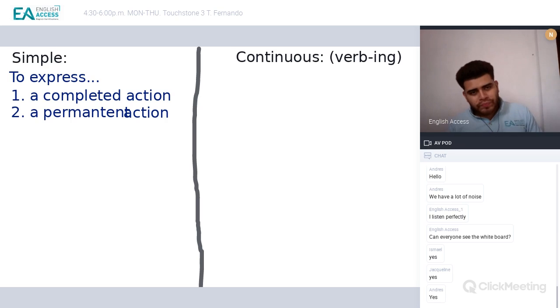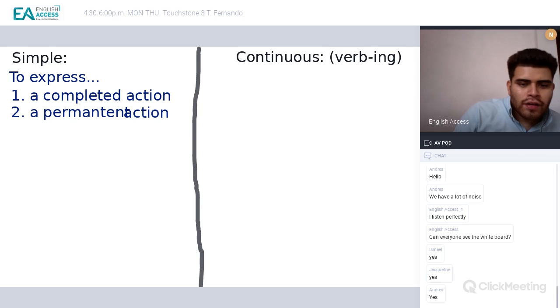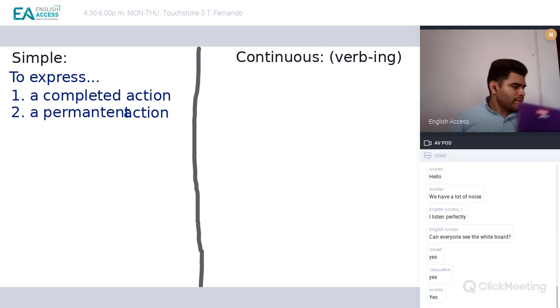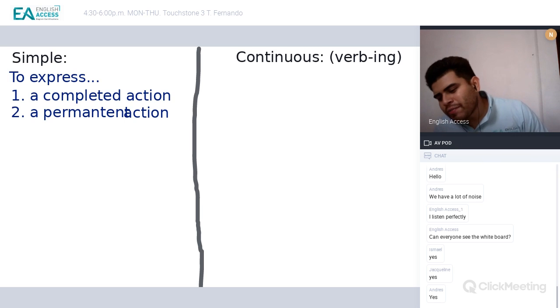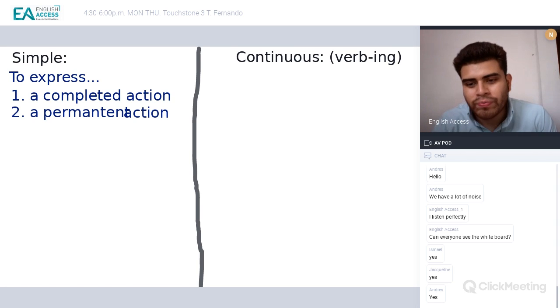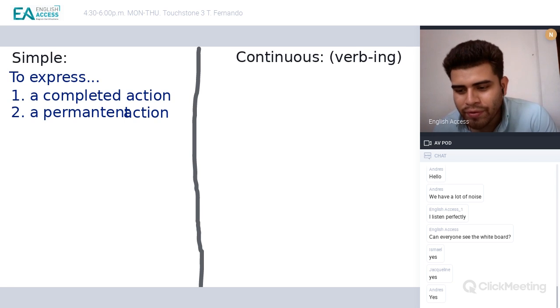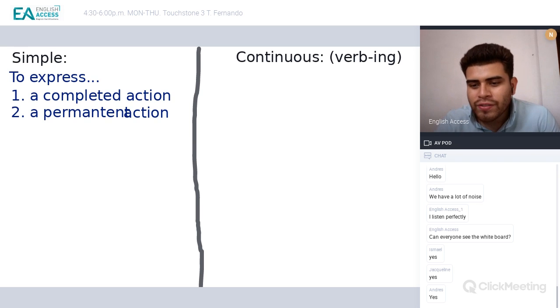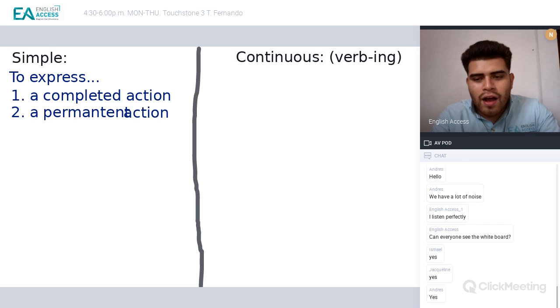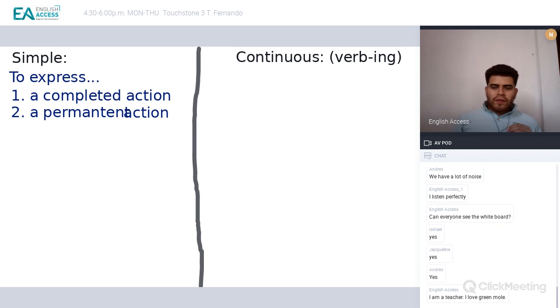All right, so let's look at the simple. Let's begin with the present, all right? Tell me something that defines you, in the simple present. Please write it in the chat box. For example, I am a teacher. That's something that defines me. I love green mole. Tell me two things that define you or about you.